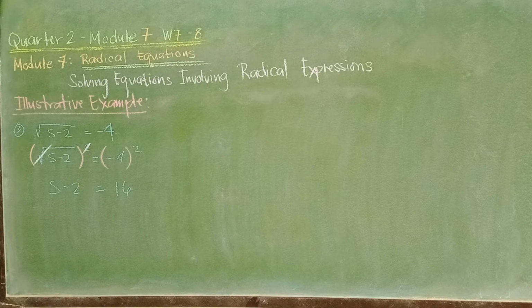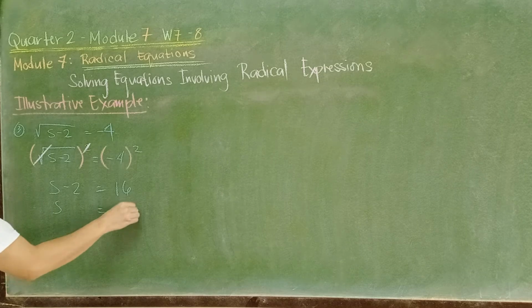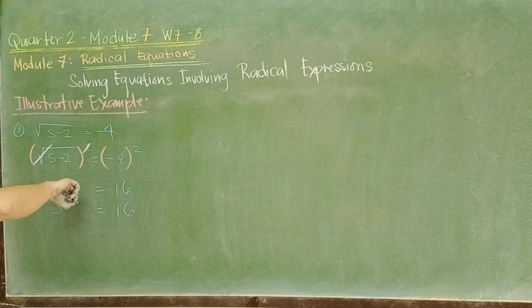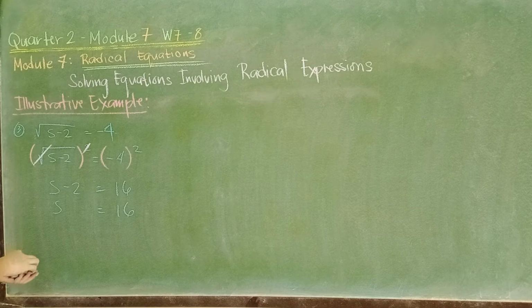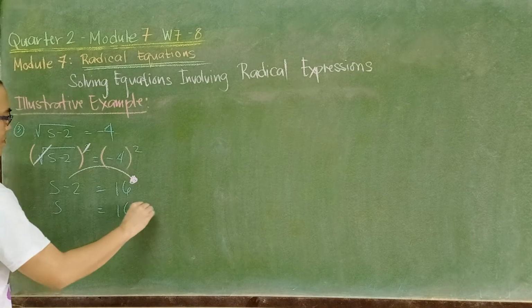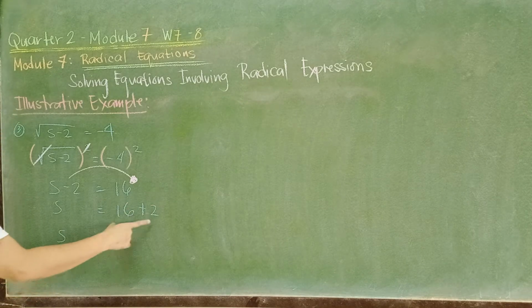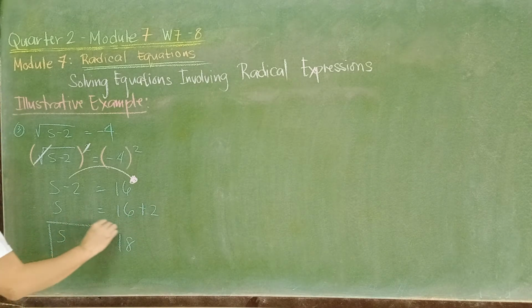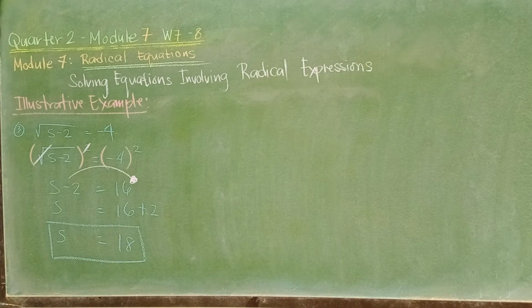Next is i-transpose na natin yung constant term na negative 2 from left papunta dun sa right. So you have s equals 16, positive 2. So yung negative 2, pag tinranspose sa kabila, magiging positive 2. So s is equal to 16 plus 2, that is 18. So next na gagawin natin is i-substitute natin yung value ng s dito sa may equation natin.